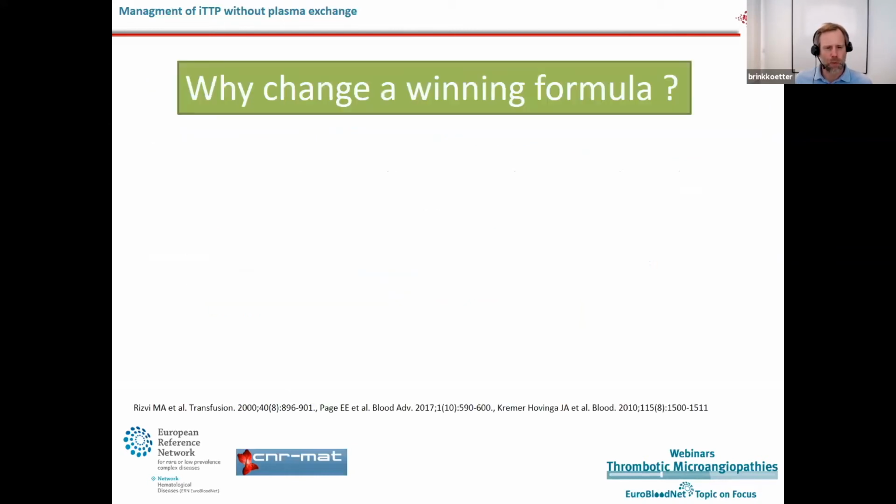But why should we change our winning formula? The published data from Rock and colleagues, together with the real-world experience of many centers around the world, have proven plasma exchange to be very efficient when treating patients with iTTP. So why shall we change it? And here published data from the Oklahoma TTP registry helps us to shed light on potential side effects, adverse reactions to plasma separation.